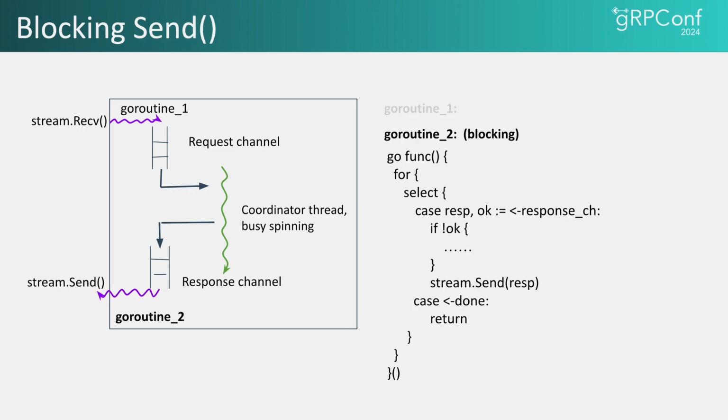Go routine number 2, similarly, also executes in this infinite loop, and it retrieves a response from the response channel and attempts to send it using the stream.send function. The function blocks until the response is sent successfully, after which it immediately proceeds to retrieve and send the next response.